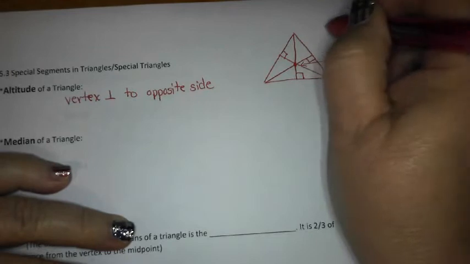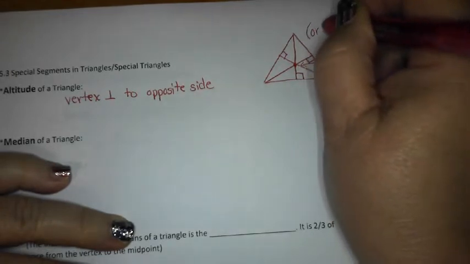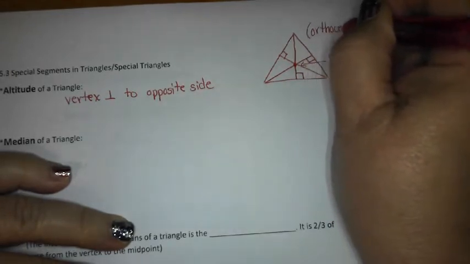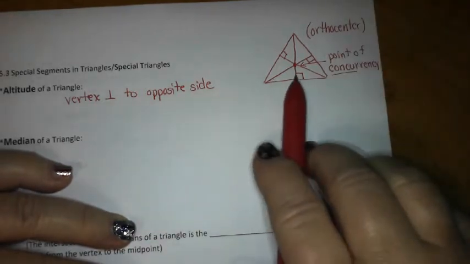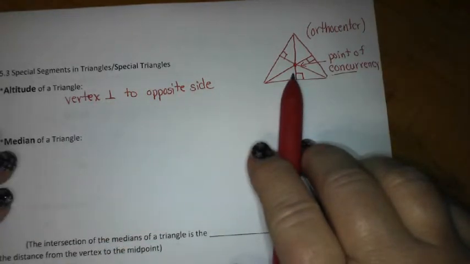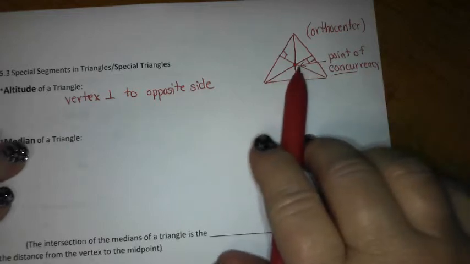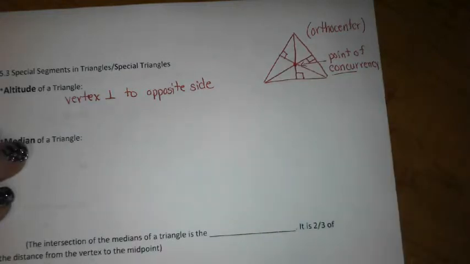This particular point where the altitudes meet is called the orthocenter. You probably don't need to know that anywhere, but I just find it interesting that they all have names. So all the altitudes meet at a particular point.